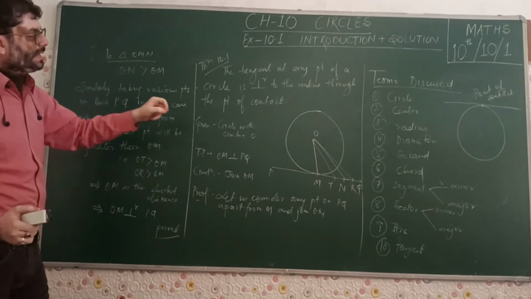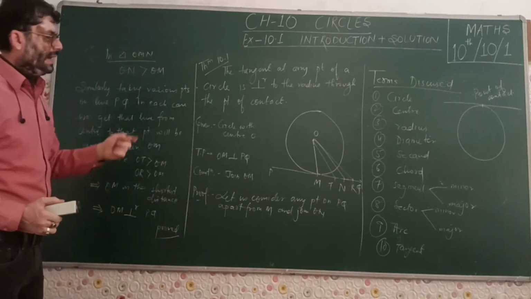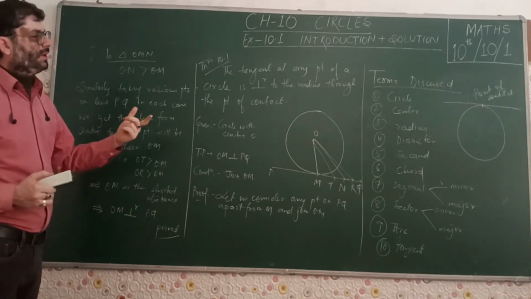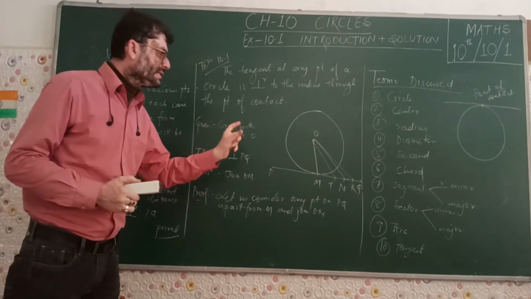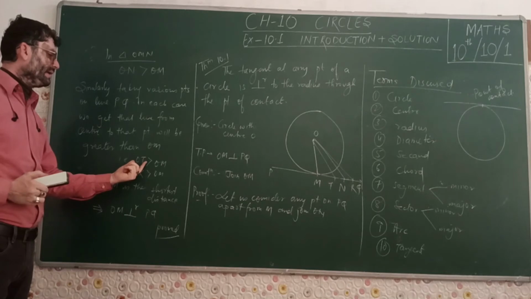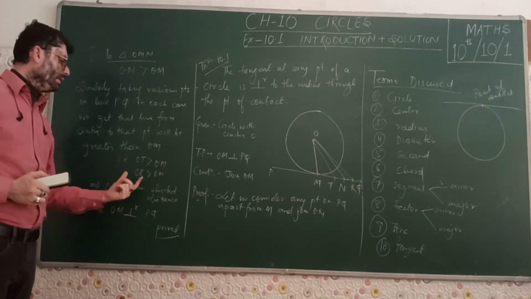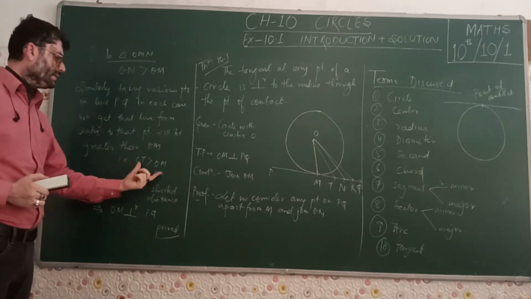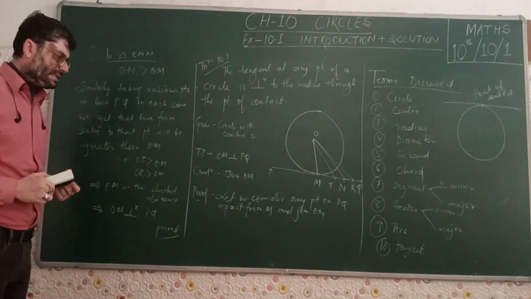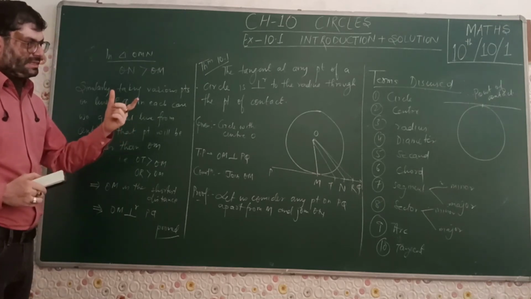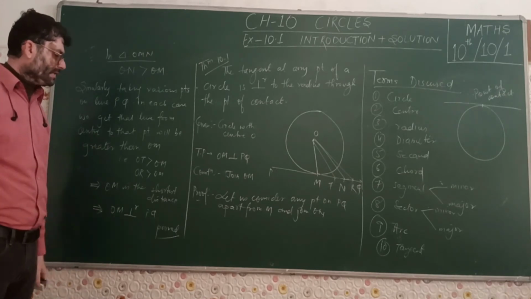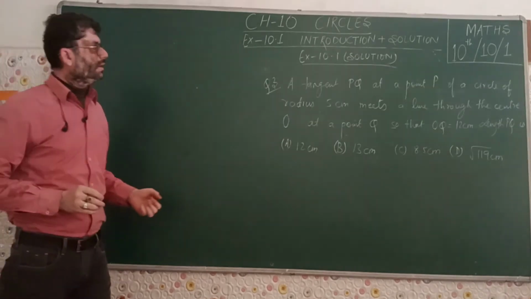And if we go on taking such points on the line, as T, R, in each case we will see that all the points lie outside the circle and all the distances from the center to those points would be greater than OM. That means if we have taken T, then OT is greater than OM. If we have taken R, then OR is greater than OM. In general, we can say that OM is the shortest distance. Therefore, we can say the shortest distance from a point to a line is always perpendicular. So we say that OM is perpendicular to PQ.